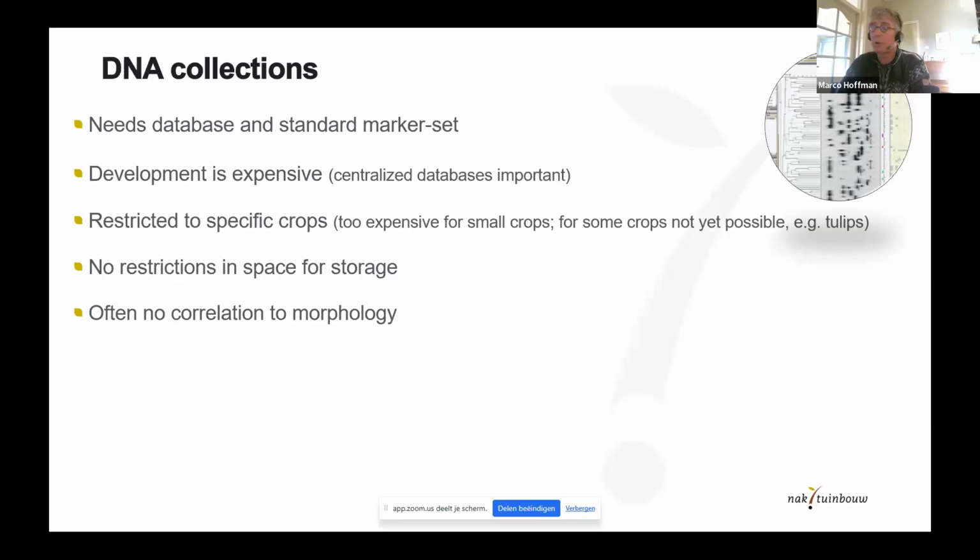In case of tulip, for example, this is a big crop for Naktuinbouw, and it would be very helpful to have a DNA database, but it has not been successful until yet. The DNA of tulip is too big, too complicated, and we cannot find good marker sets until now. The next point, there's no restriction for space or storage in case of DNA. And of course, just the fact that often there's no correlation to morphology.